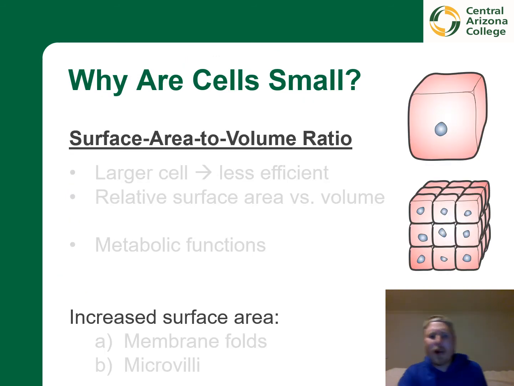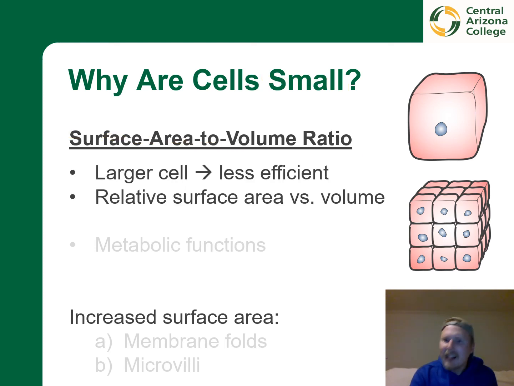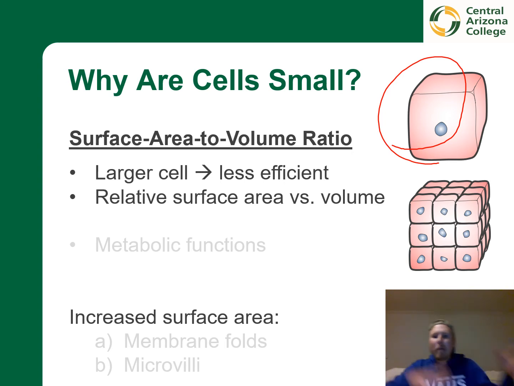So, as we already concluded, cells are typically always rather small. Let's take a moment to consider why this is the case. And this has all to do with the concept of surface area to volume ratio. So what we see here is that when the size of the cell grows, the relative amount of the surface area compared to its volume decreases. Why does this matter?